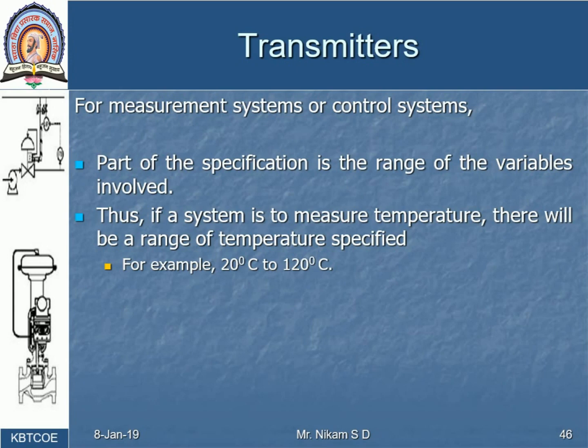Don't always consider that 4 milliamps means 20 degrees centigrade and 20 milliamps means 120 degrees centigrade. You have to define it. Maybe another process is there. You are having a temperature range of 20 degrees centigrade to 200 degrees centigrade. Now I am going to convert it into a current form.